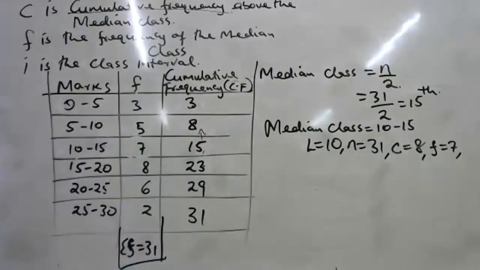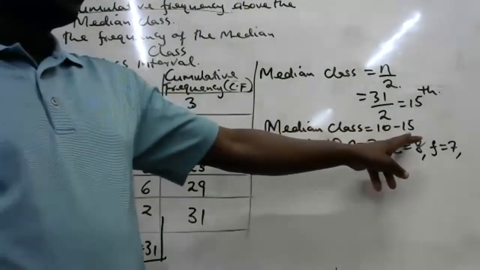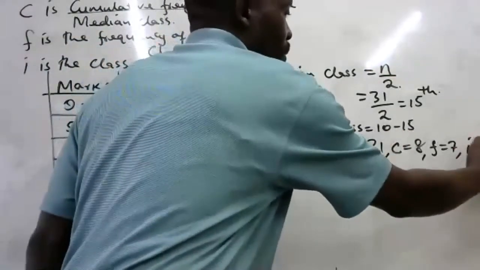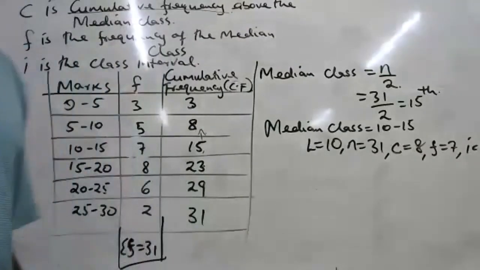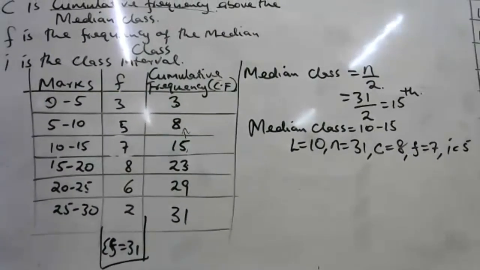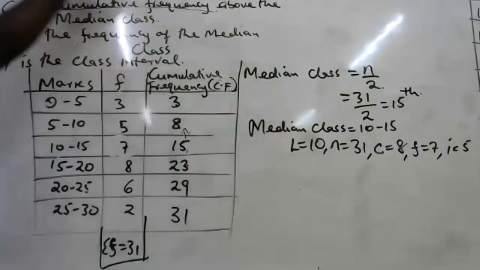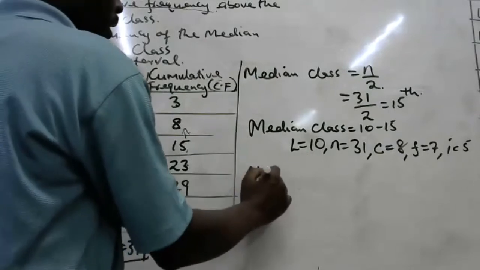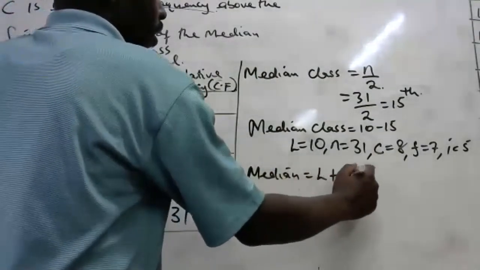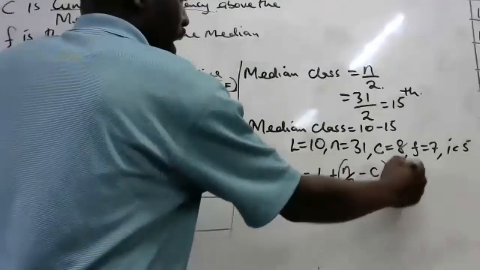I is the class interval. The class interval here we mean from 10 to 15, which is the same as 15 minus 10. Our I will be equal to 5. Having obtained all those values, your work is very easy: you substitute these values in our formula. We know that median is given by L plus n/2 minus C over F multiplied by I.